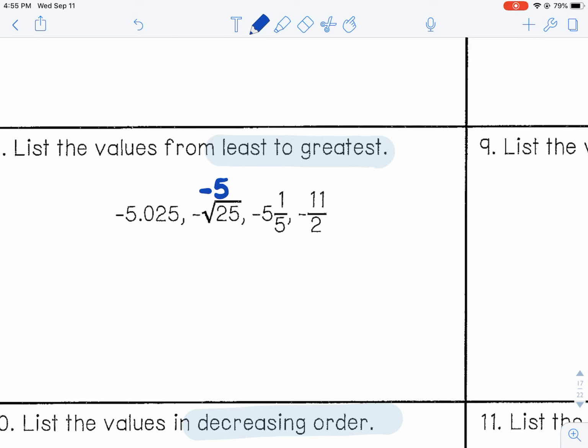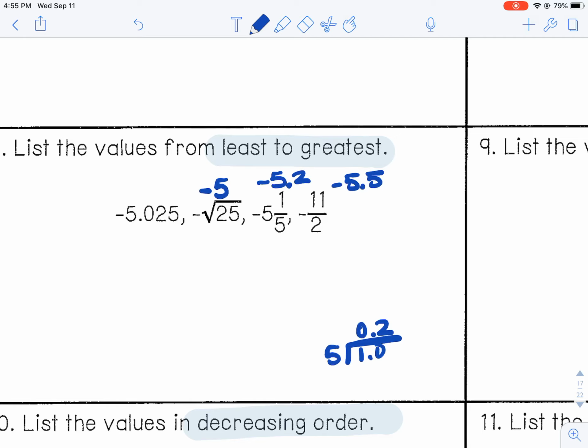Okay, then I have negative 5 and 1/5. Hopefully if you look on the front page, you'll see what that decimal equivalent is, but if not, I'm just going to do it real quick over here. It should work out very nicely and quickly. 5 goes into 10 2 times. So negative 5 and 1/5 would be negative 5.2. And then 11 divided by 2, or half of 11, would be 5.5. Since it's negative, my answer would be negative 5.5.